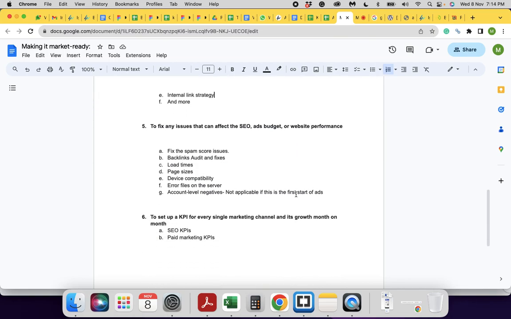And apart from this, you have to also understand these kinds of things if you have to see progress on the project: fixing any issues that can affect the SEO, ads budget, or website performance, such as the spam scores. So you are signing up a project as a digital marketer, freelancer, or as an agency. You have to be very careful and you have to understand the history of the website. It might have been prone to spam.